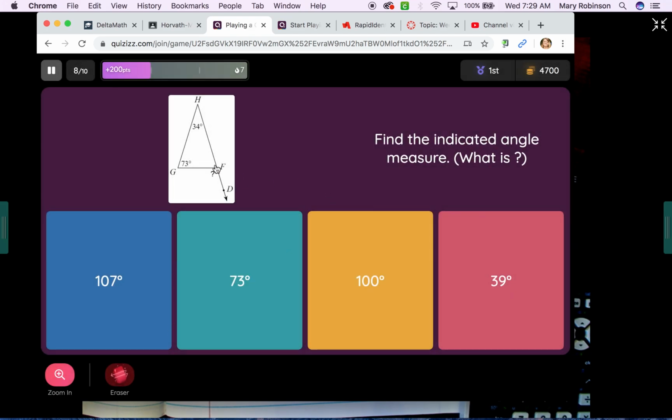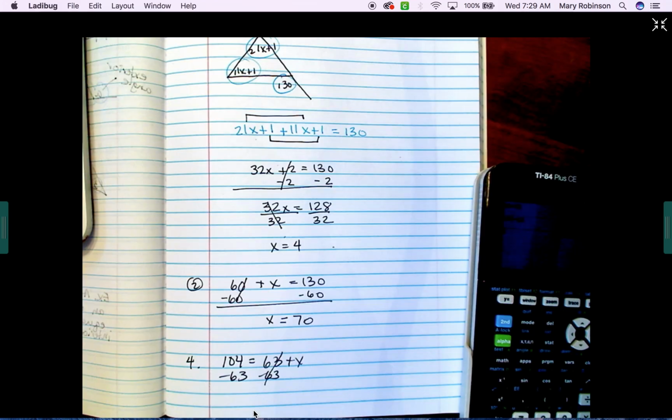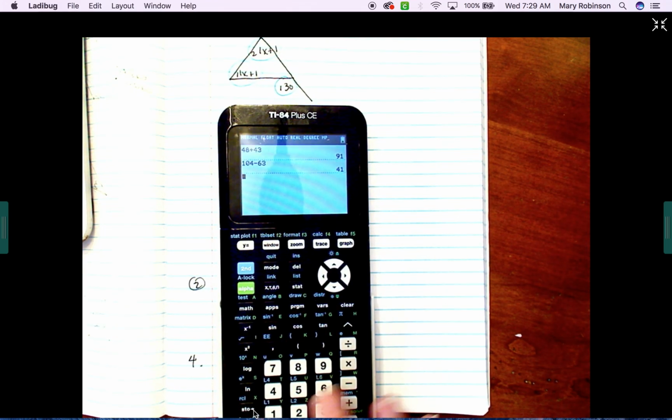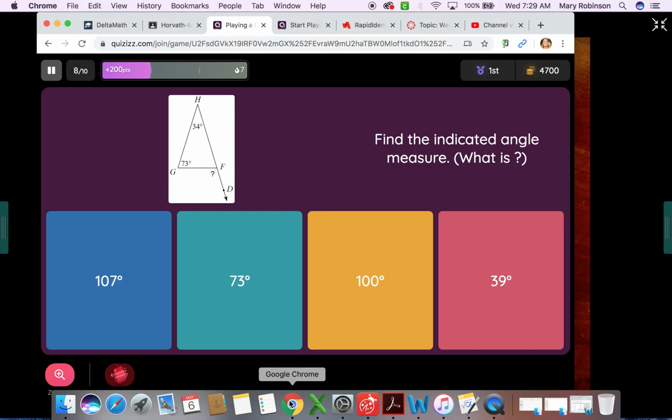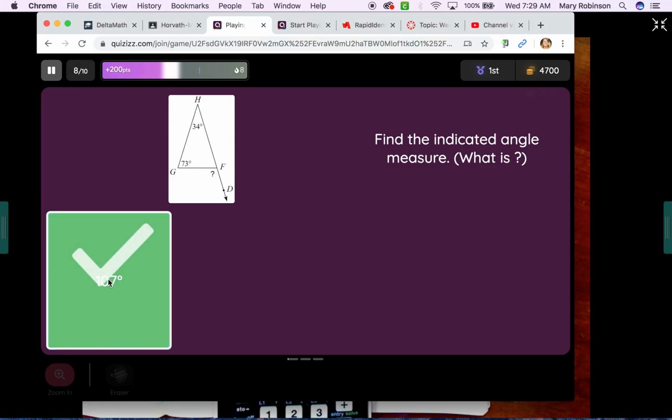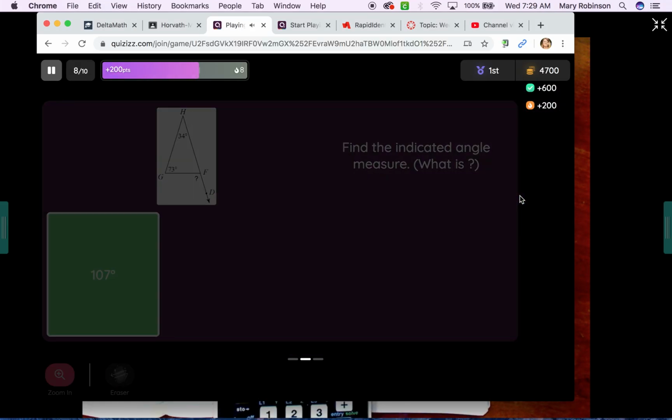All right. Now again, finding an exterior angle, because that's where my question mark is. The measure of this is equal to the sum of these two. So 73 plus 34. So I'm going to just come over here on my calculator. 73 plus 34 is 107. It's that simple.